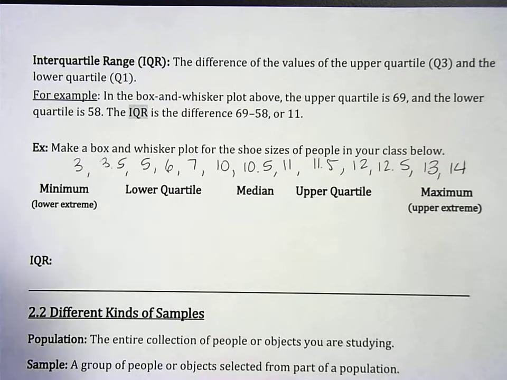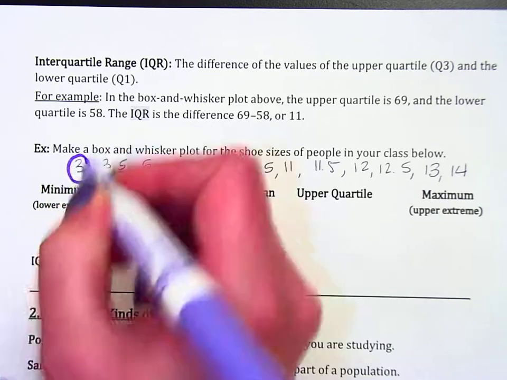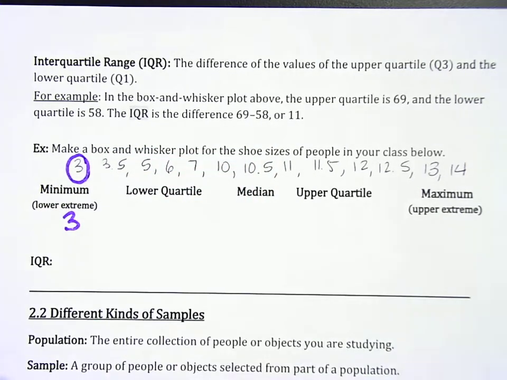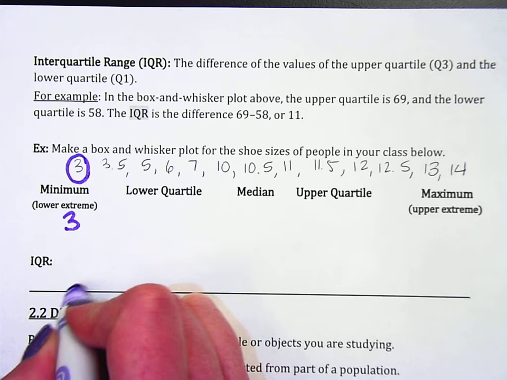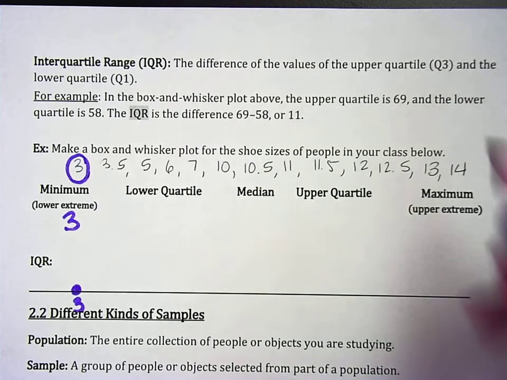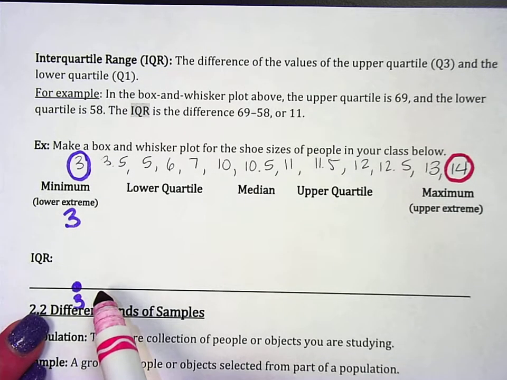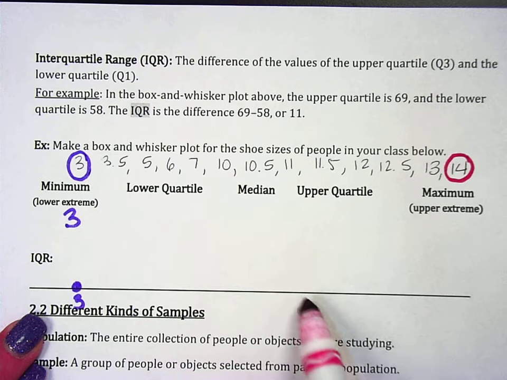Okay. All right, we're going to start with the minimum, also known as my lower extreme. That is the smallest number on my list, and that's 3. So I'm going to go and put a dot here. That's my minimum, which is 3. On the other side of my box and whisker is my maximum. My upper extreme is the highest number on my list. Okay. When I get done, this box should not look symmetrical, meaning everything should not be equally spaced.